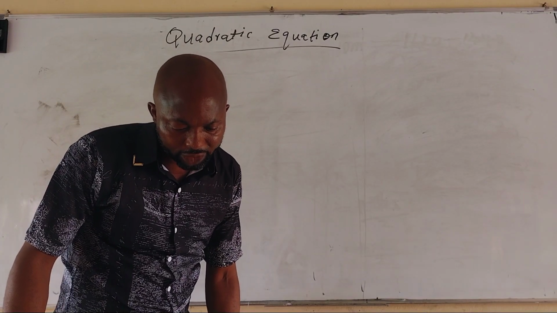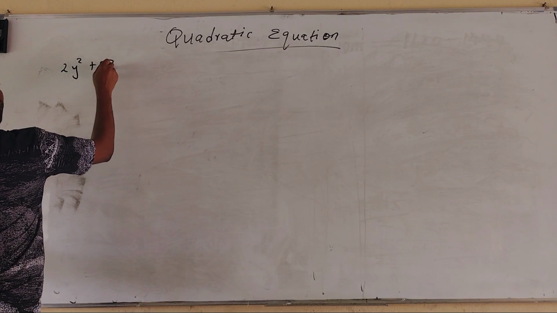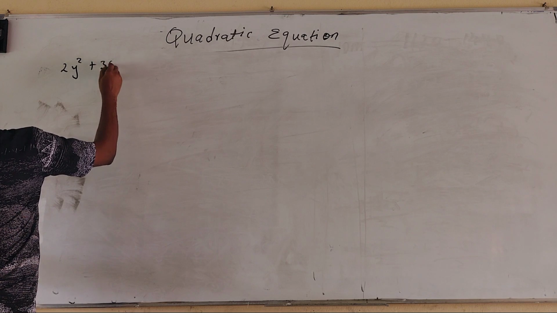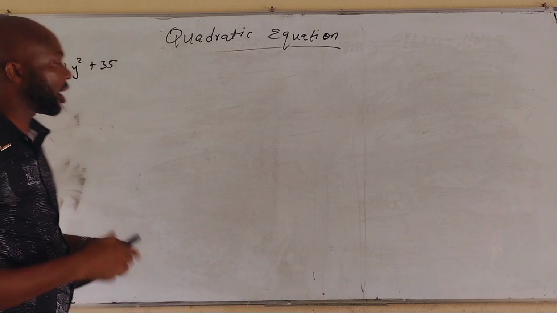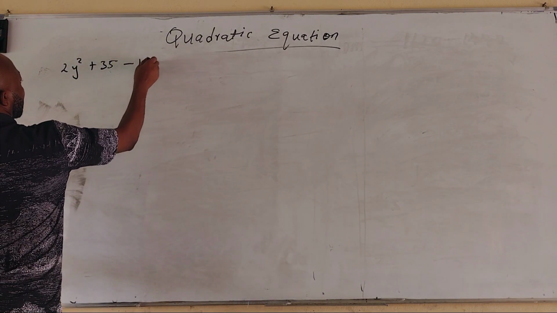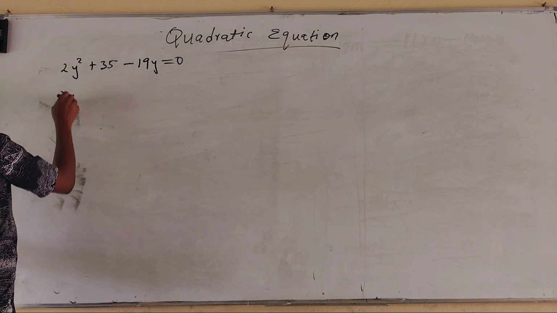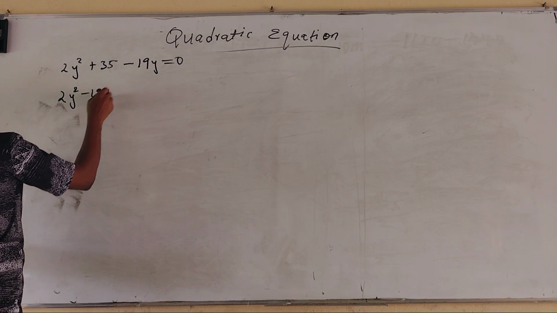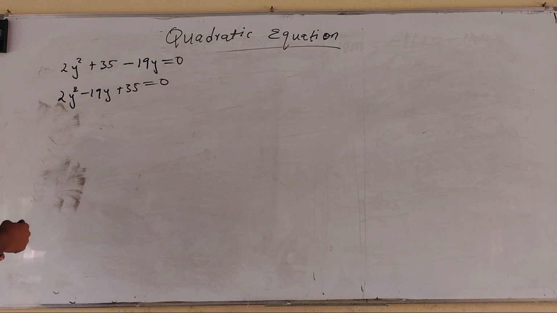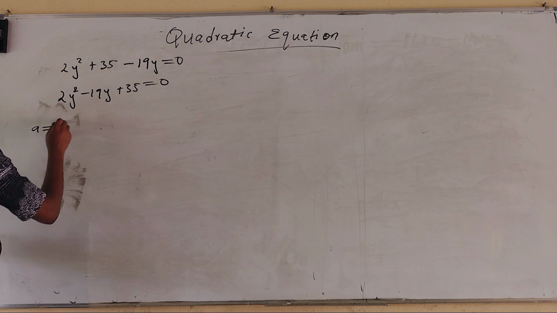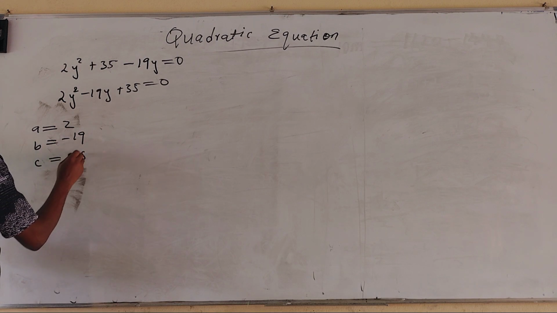2y squared plus 35 minus 19y equals 0. We have to rearrange this. So we will be having 2y squared minus 19y plus 35 is equal to 0. So from here, a is equal to 2, b is equal to minus 19, and c is equal to 35.